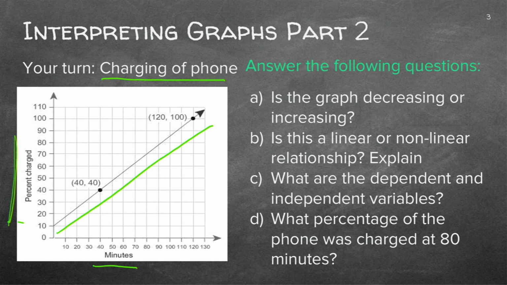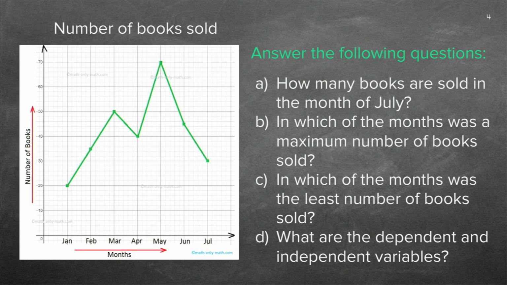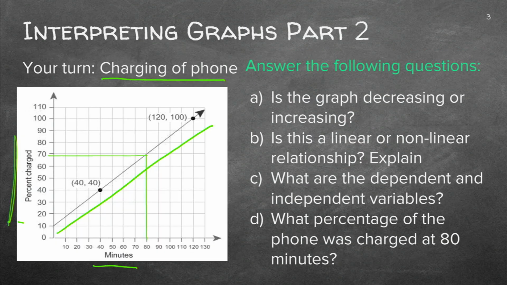Remember, we go to 80 minutes, we draw a straight line to the graph, then we go horizontal, and yes, it was 70% charge. Let's go back there. You must just make sure that you go straight on the line, okay? I just do it freehand, but you will do it exactly. Okay. Right, let's do another.